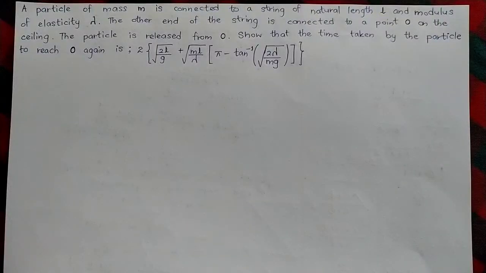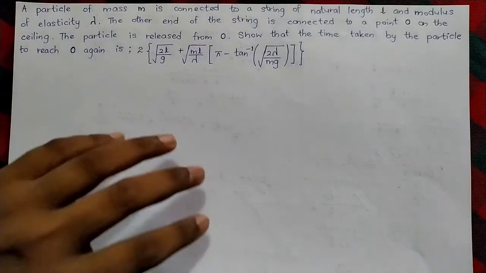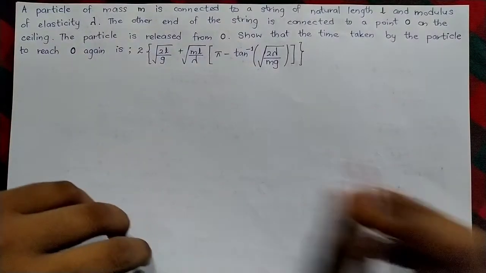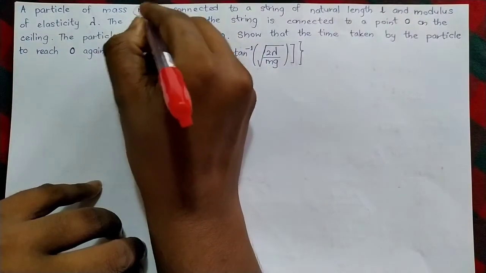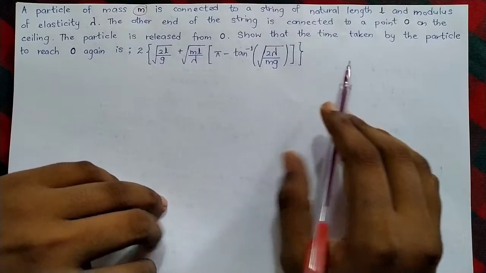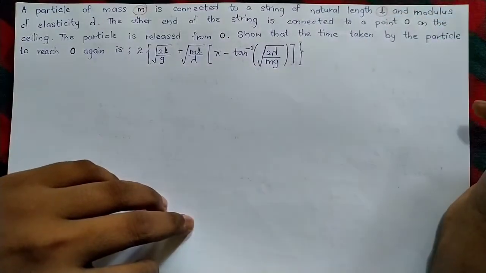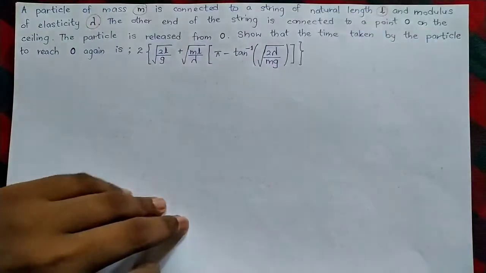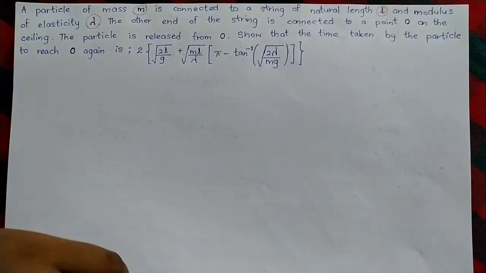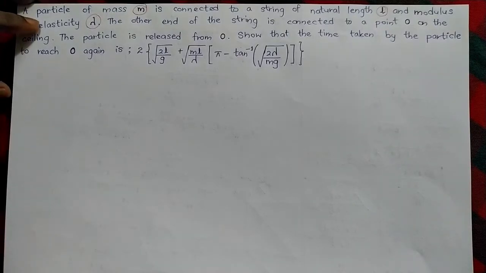This is the first example that we are going to discuss under simple harmonic motion. Let's start with the problem. A particle of mass m is connected to a string. This is an elastic string of natural length L and modulus of elasticity lambda. The other end of the string is connected to a point O on the ceiling. The particle is released from O.